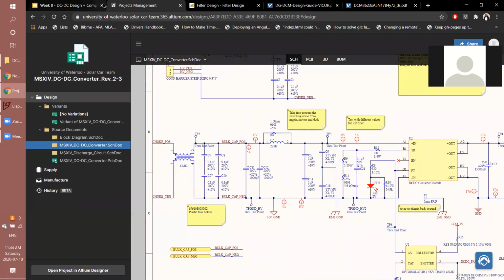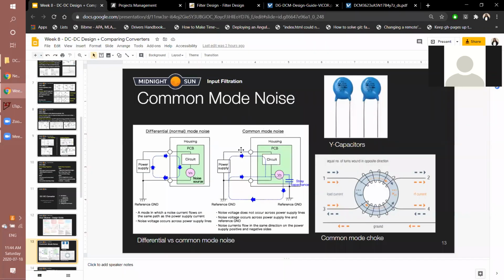What is common mode noise? Well, Liam explained it pretty well last week, so I just copied his diagrams. But essentially, it's different from differential noise because noise carries on both lines, basically due to stray capacitances in the module. So these are ways to deal with our common mode noise that have been implemented in the DC-DC converter. Again, we don't want this noise to propagate through the lines. We want to have a steady DC source and a steady DC output.